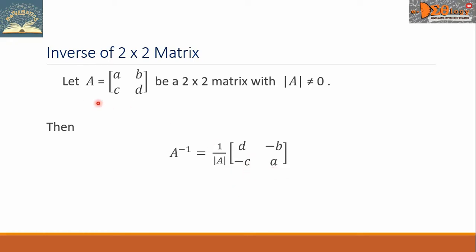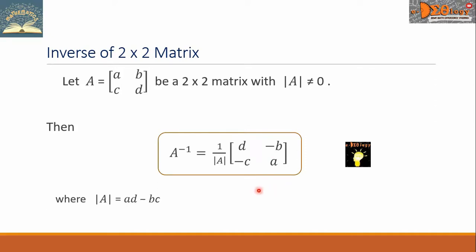When we compare this with our original matrix A, look at the main diagonal. The elements a and d are interchanged. So d comes here and the a comes here. For the elements of the secondary diagonal, we will change the sign. So we have here negative b and this one here is negative c. Take note, determinant of A is equal to ad minus bc. This is the formula for the inverse of a 2 by 2 matrix.